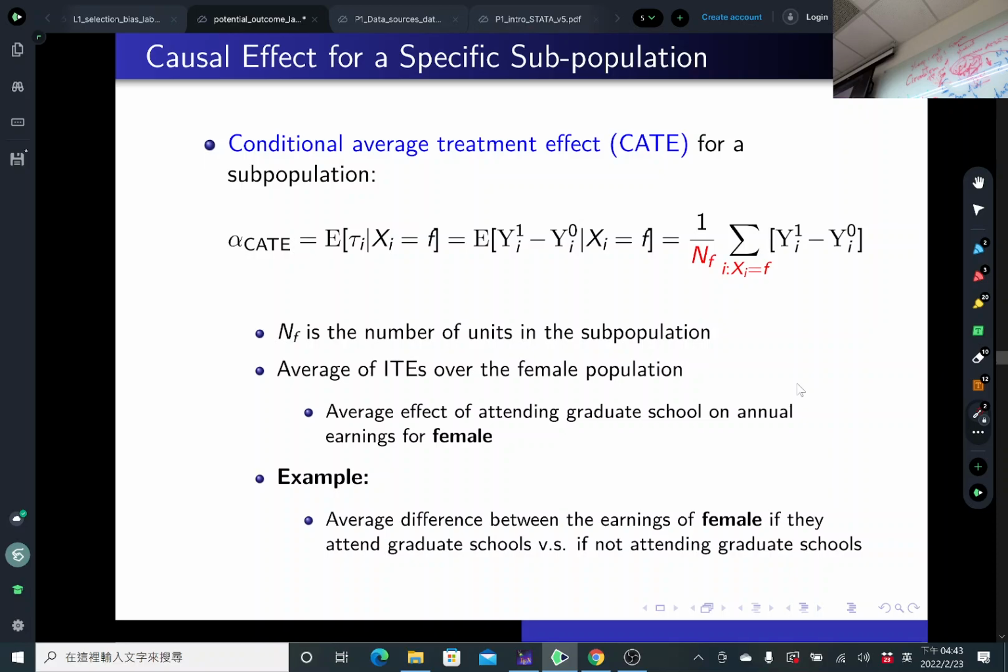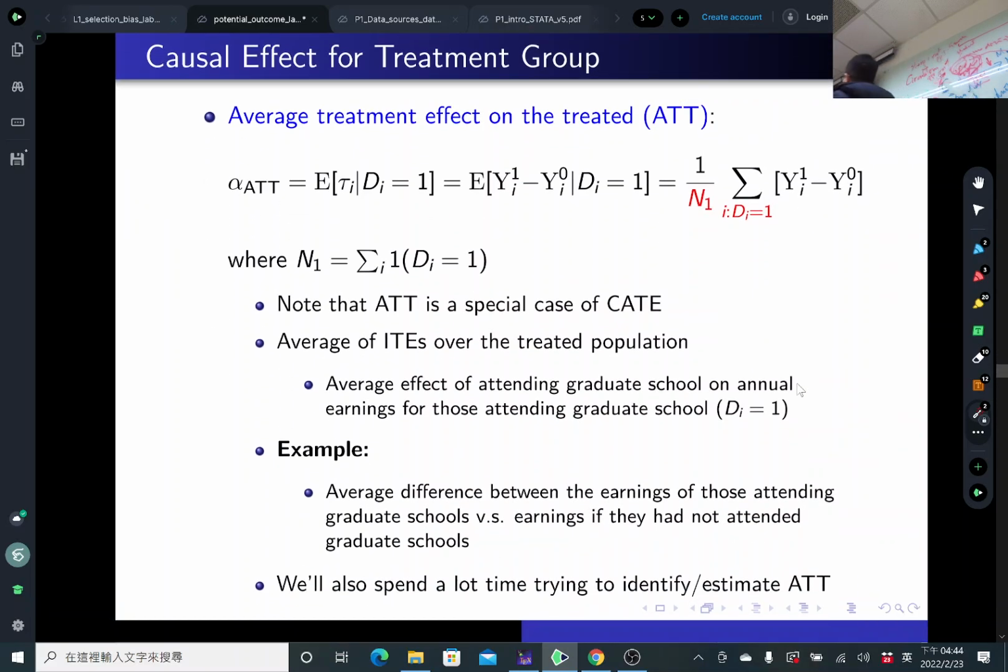So basically it's the average individual treatment effect over the female population. For example, the average effect of attending grade school on annual earning for the female. Basically, you compare the average difference in earning if these females go to grade school and if they do not go to grade school. But just for females, we want to focus on females. That's a conditional average treatment effect for some subgroup of people. Conditional on you being female.